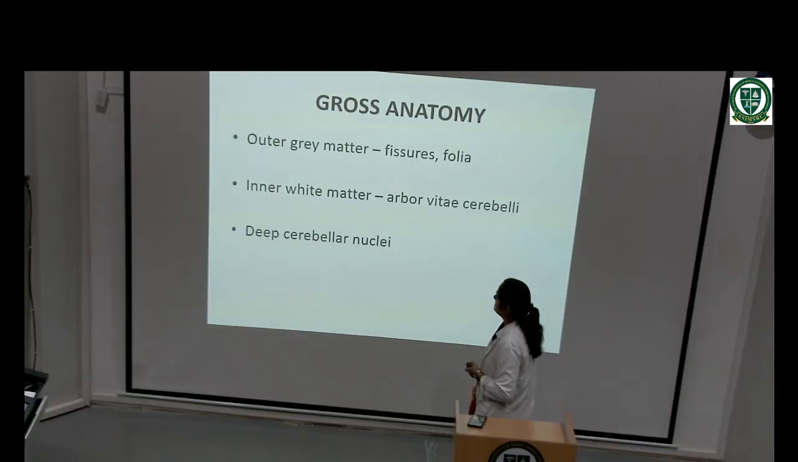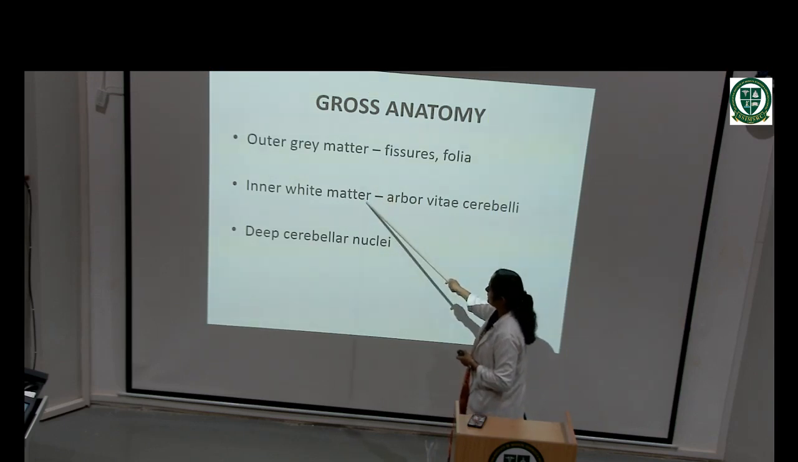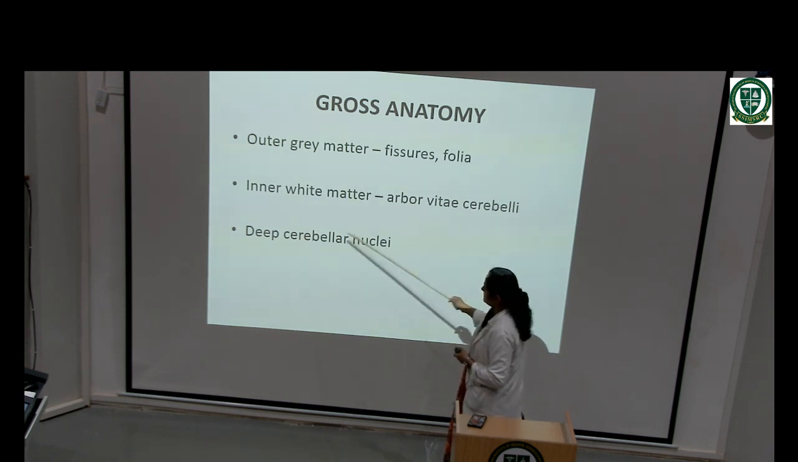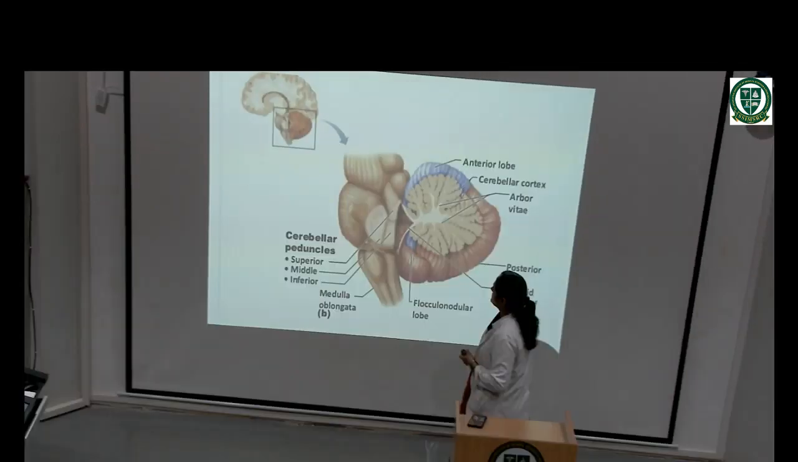Now we shall come to the gross anatomy of the cerebellum. Just like the cerebrum, the cerebellum also contains an outer grey matter and an inner white matter, and within the white matter it again contains masses of grey matter which represent the deep cerebellar nuclei. So what is this grey matter and white matter? You can see here the shading difference.